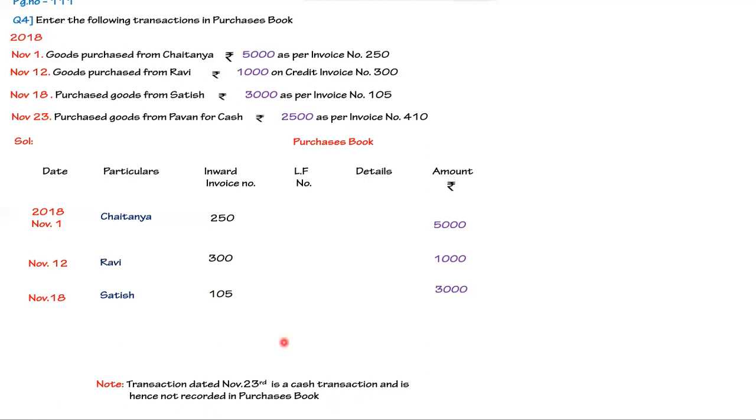Now as all the transactions have been completed, we will be doing the total for the purchases book. 5 plus 1 is 6, 6 plus 1 is 7, 7 plus 3 is 10. So the total of the purchases book is 9000 rupees, and here we will be writing it as total.